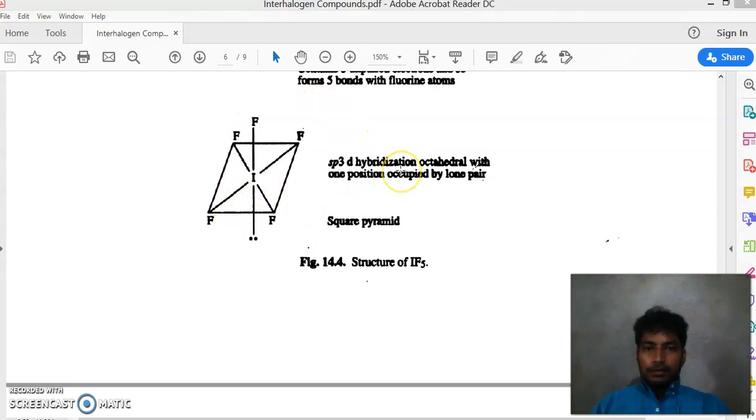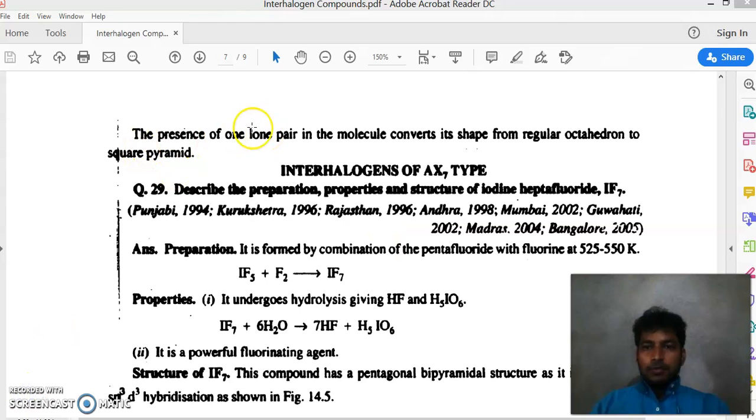Here the hybridization is sp3d2, the central atom is iodine, and the 5 fluorine atoms are directly coordinated with the iodine atom, and the 6th position is occupied by a lone pair. So the geometry is square pyramidal. In the presence of one lone pair in the axial position, the shape changes from a regular octahedron to square pyramidal geometry.